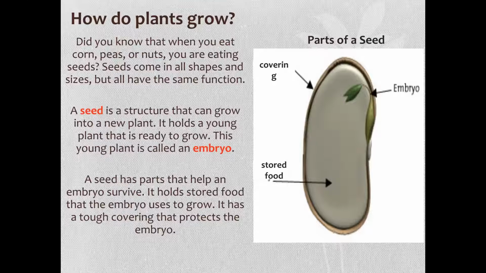A seed has parts that help an embryo survive. It holds stored food that the embryo will use to grow. It has a tough outer covering that protects that embryo.